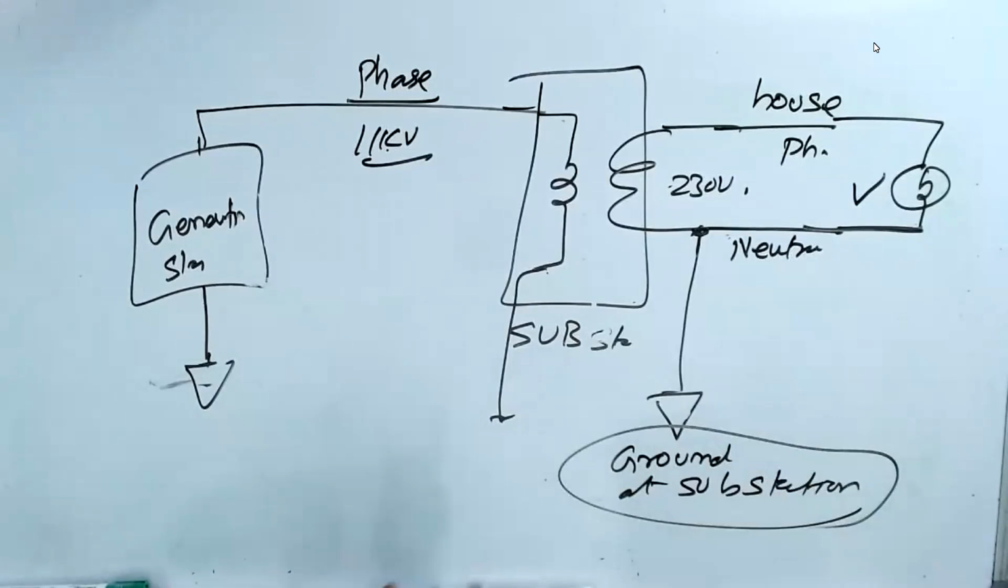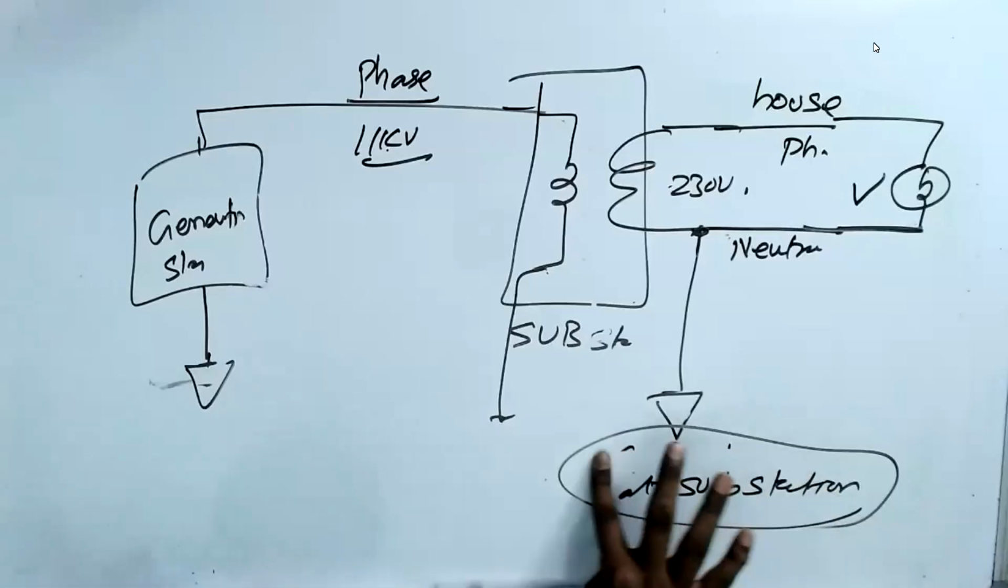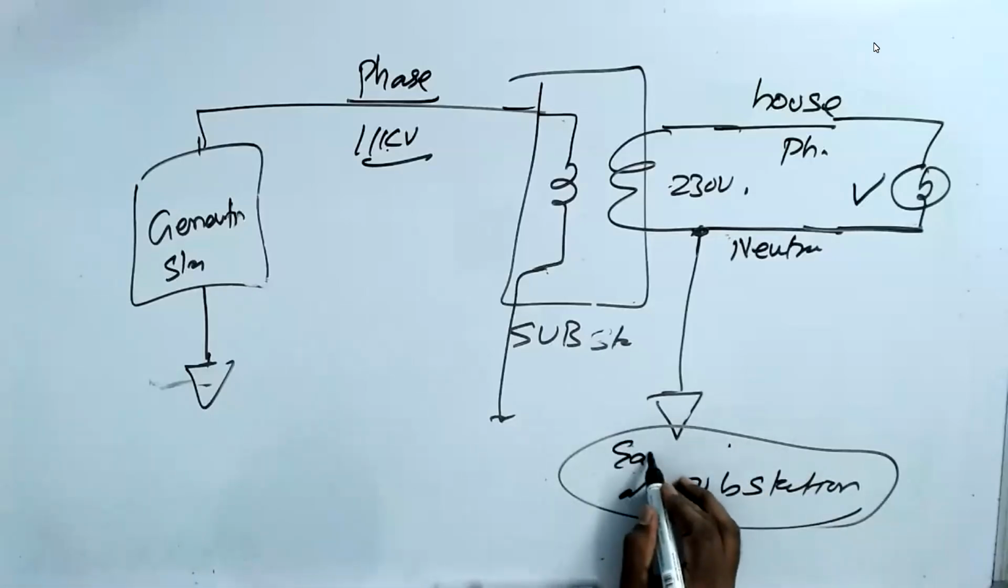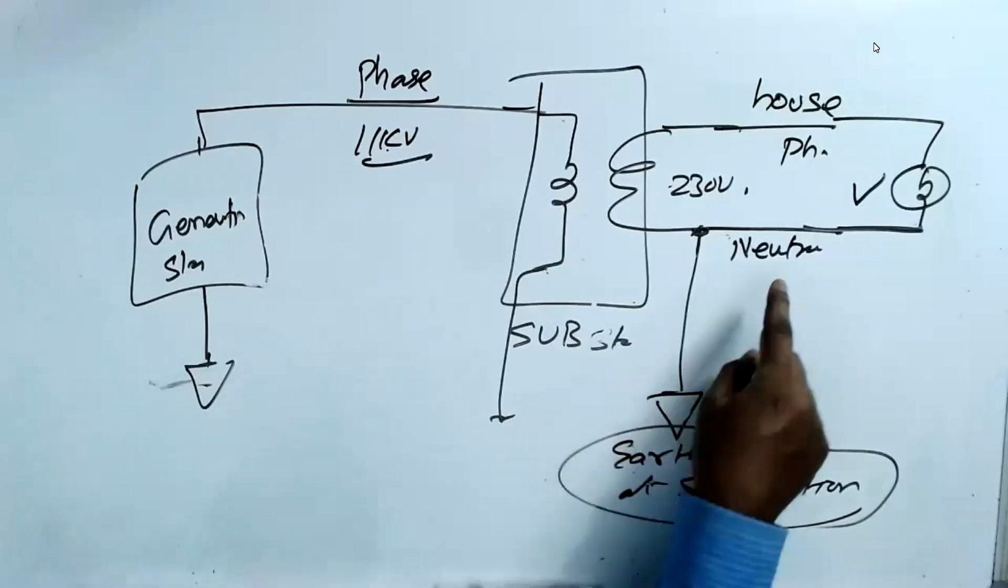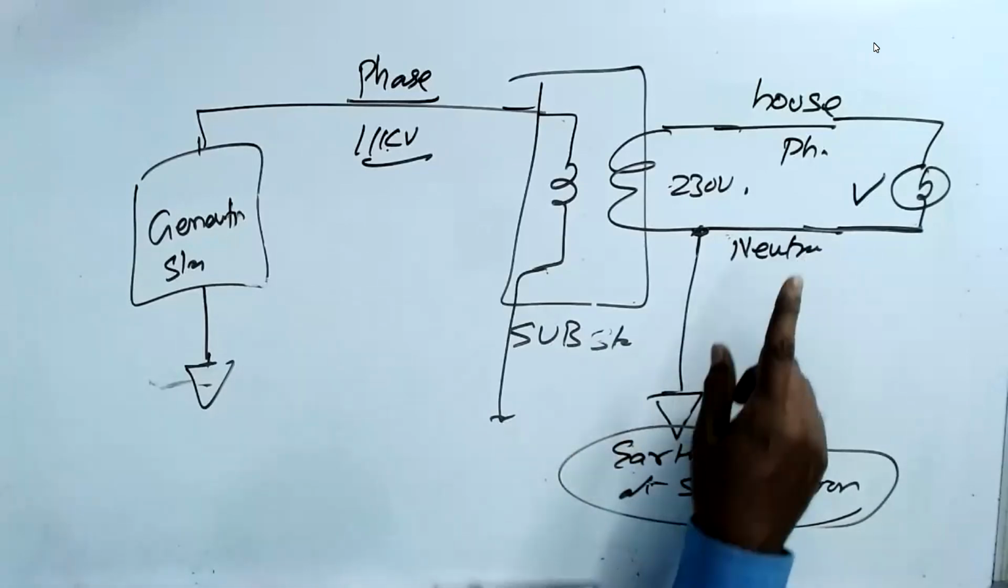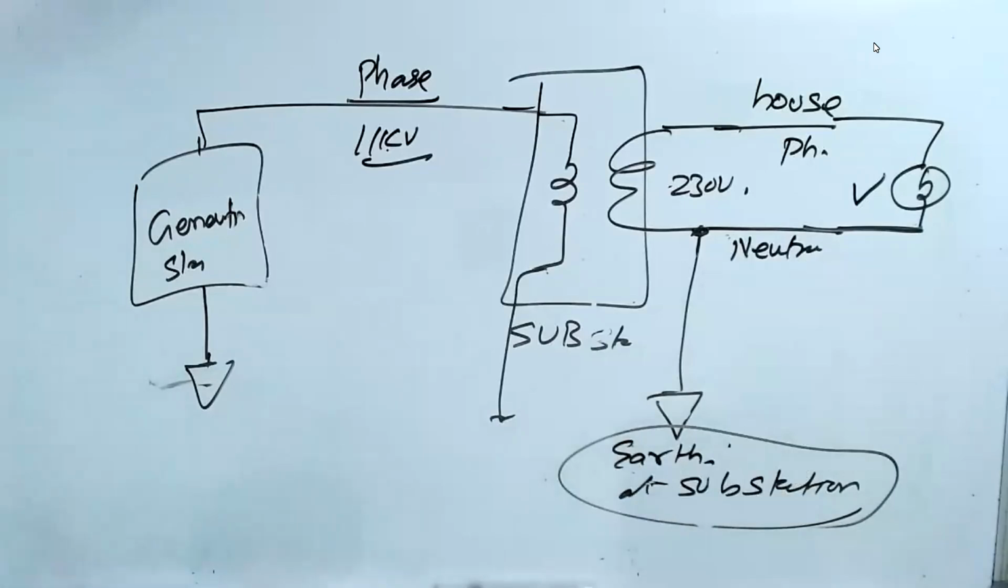You understand what is neutral now? It is nothing but a ground. So earth, sorry, I'm confusing. It's called earth. We are earthing at earth. These two terminologies, earth and ground, are always confusing people. Even I have confused now. You understand? So the neutral wire which comes to your house is nothing but an earth.